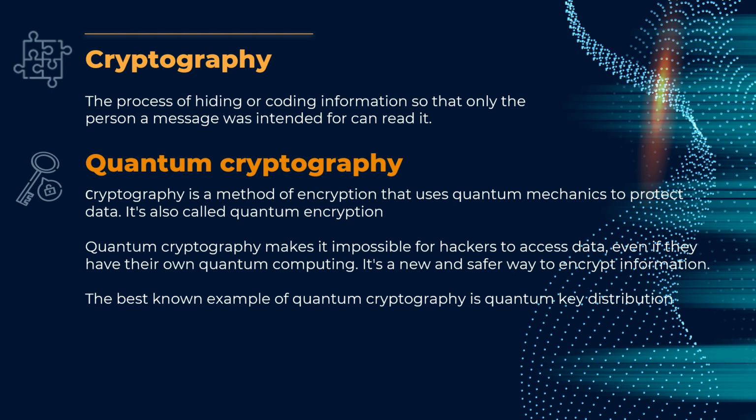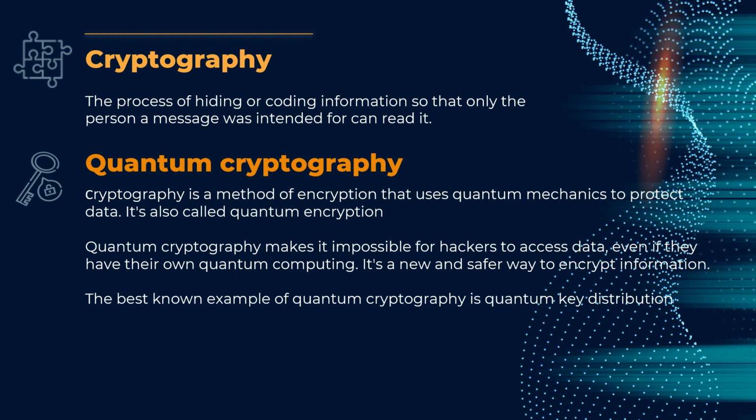If we talk about cryptography, it basically is a process of hiding or coding information such that only a person that is intended to read it can read it. Quantum cryptography is a method of encryption that uses quantum mechanics to protect data in quantum computers. It's also called quantum encryption.